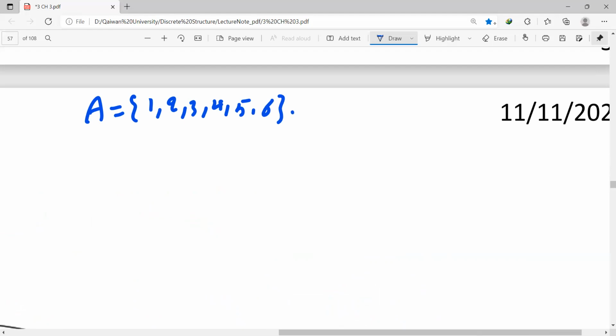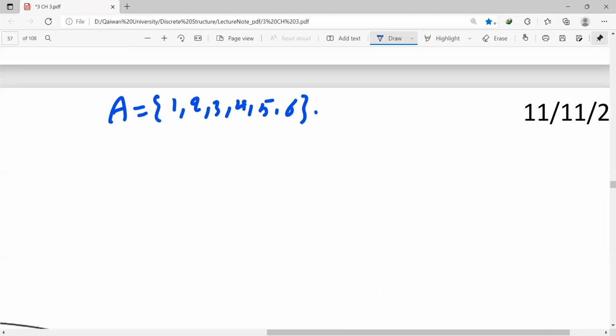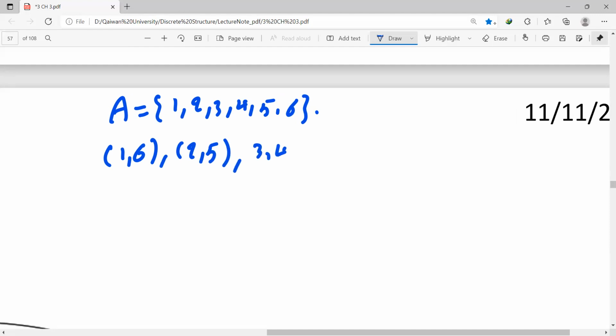It says if we pick any 4 elements from A, that means there are at least 2 elements in those 4 elements whose sum is 7. Let's see. Let's first find those pairs whose sum is 7. We have 1 and 6, their sum is 7. Then 2 and 5, their sum is 7. 3 and 4, their sum is 7. Do we have any more pairs whose sum is 7?